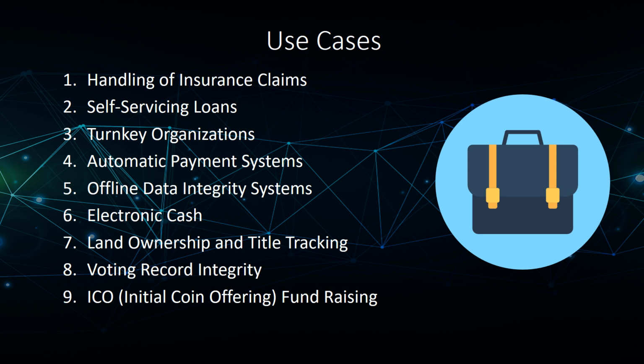You could also use it for electronic cash. You can use it for land ownership, title tracking, voting record integrity. So imagine a smartphone voting application with cryptography in it that proves to all people on Earth who could just use it, a publicly shared program that anybody could rewrite to prove that it was correctly written, and do the same thing to validate that the voting record is accurate.